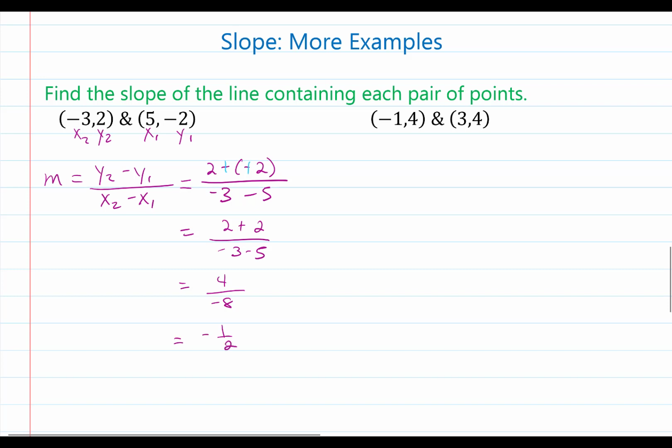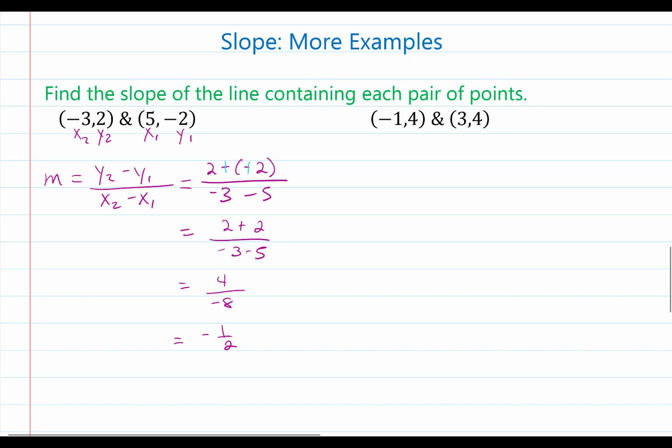Now the negative can be with the numerator or denominator, but most likely it should be out in front of the fraction. This means that we have a rise of negative 1, which means we're going down 1, and a run of positive 2, or you can have a rise of positive 1 and a run of negative 2.